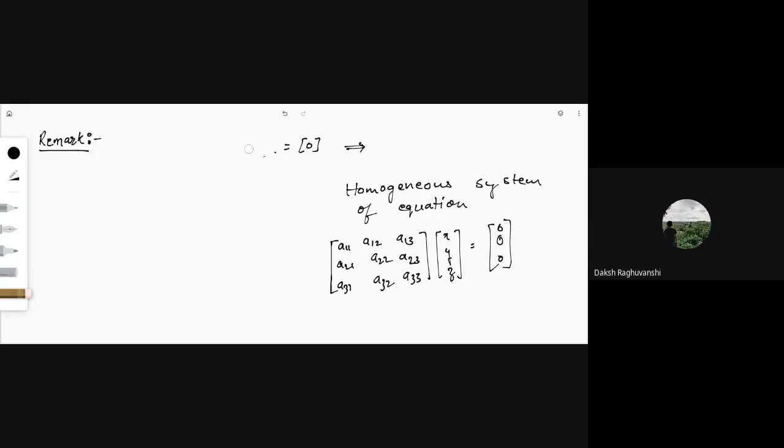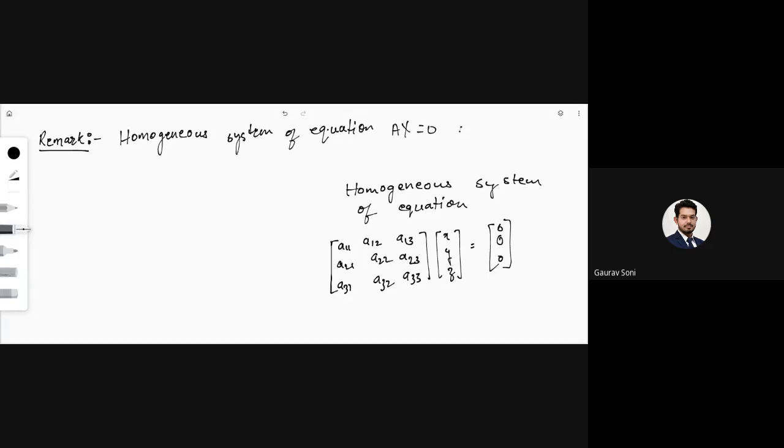Okay, thank you, sir. So a homogeneous system of equations Ax equal to 0 is always consistent.